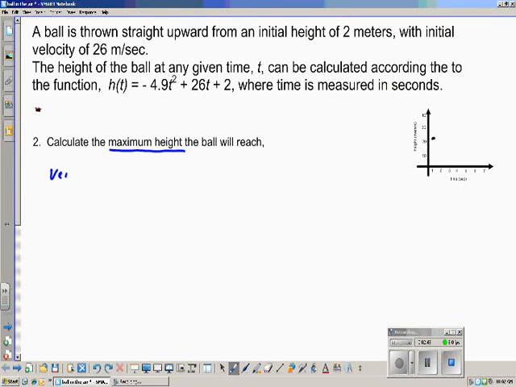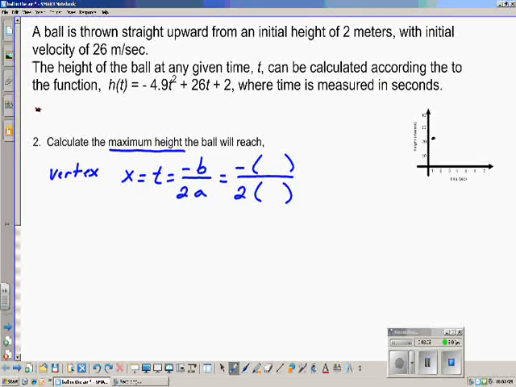It says calculate the maximum height of the ball. This is a classic. This is probably the most common question that they'll ask us, and what they're asking us essentially for is the vertex. Whenever you look for maximum height, it's going to be a vertex question. Vertex has a formula. We start with the axis of symmetry. X equals negative b over 2a.